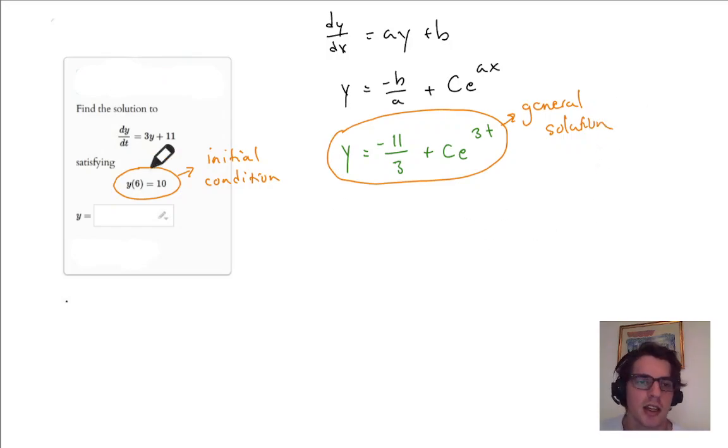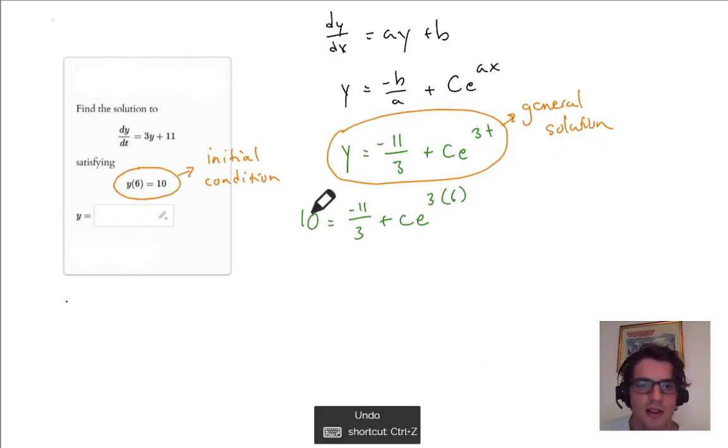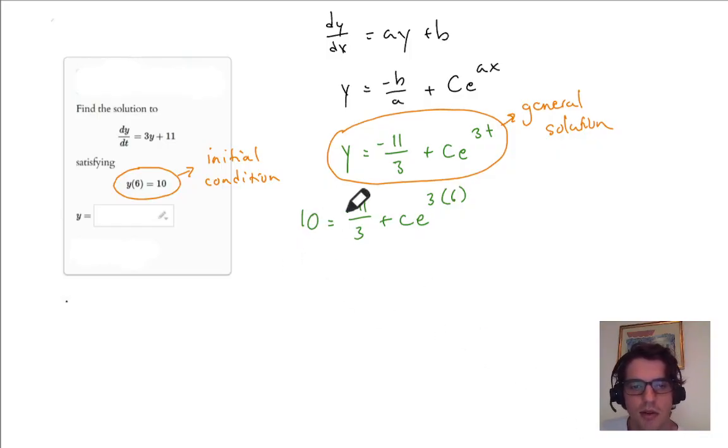When we are plugging an initial condition into a general solution, we are finding what's called the particular solution. So let's do that. When t is 6, y is 10. So 10 equals negative 11 over 3 plus c e to the 3 times 6. So 10 is equal to, let's go ahead and add this, 30 over 3 plus 11 over 3, 41 over 3, c e to the 18. 41 over 3 e to the 18 is c.